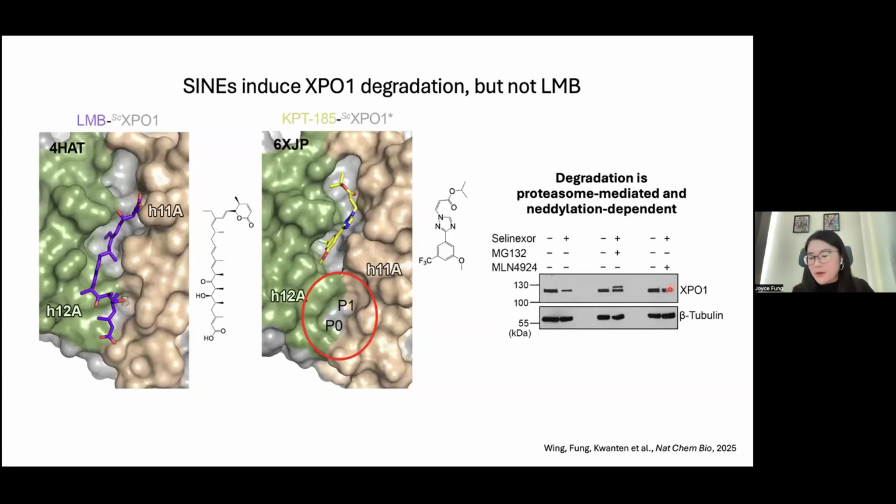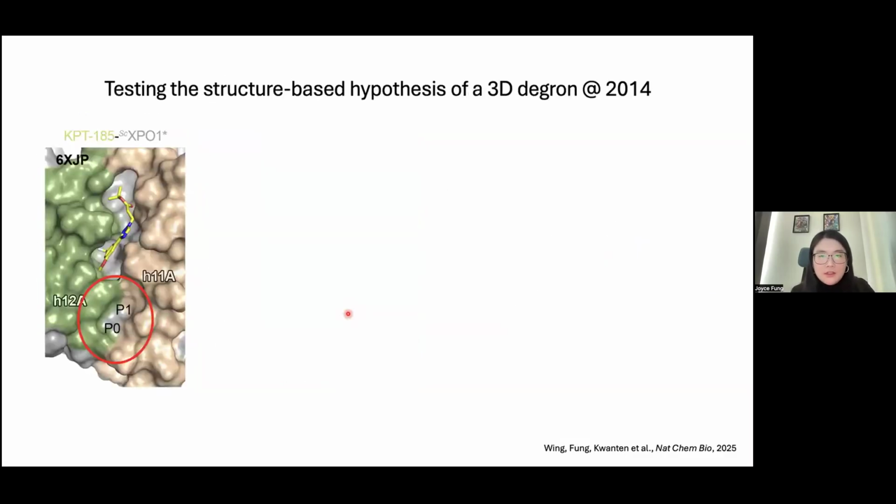So we as structural biologists looked at this and asked, what is different about this that is causing this degradation? And the most striking thing is the empty P0, P1 pocket. So we thought, oh, is this the 3D diagram that's being recognized by the system to send it to degradation? So we tested this, and I did this back in 2014 with crystallography, because that was the method that we could do at the time.